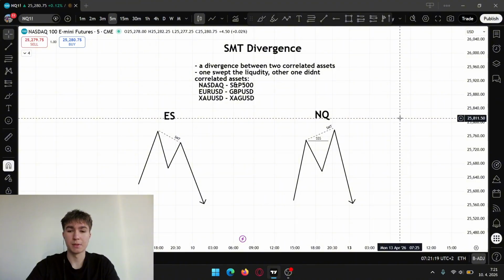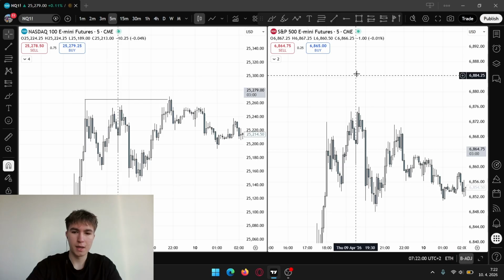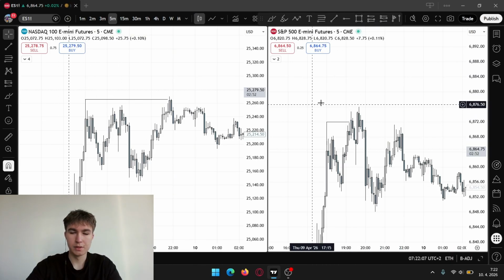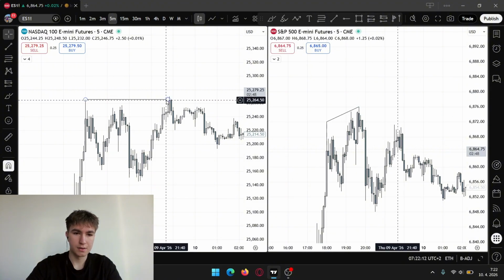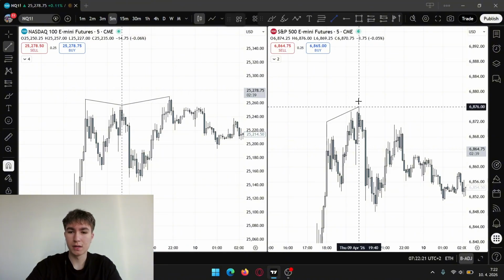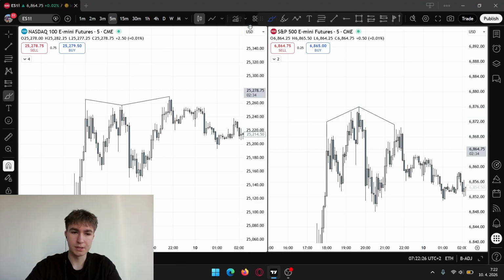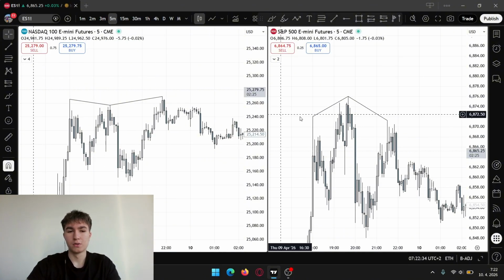Let's get into some examples. The first example, we have this buy side liquidity on NASDAQ, it got swept, and the same level on ES was this high. The buy side liquidity got swept, it formed the first SMT at these highs, here. And then again, the original buy side got swept on NASDAQ, but it did not get swept or re-swept on S&P. So we got two SMTs at the highs. When you have SMT at the highs, it's bearish, and when we have SMT at the lows, it's bullish for the market.